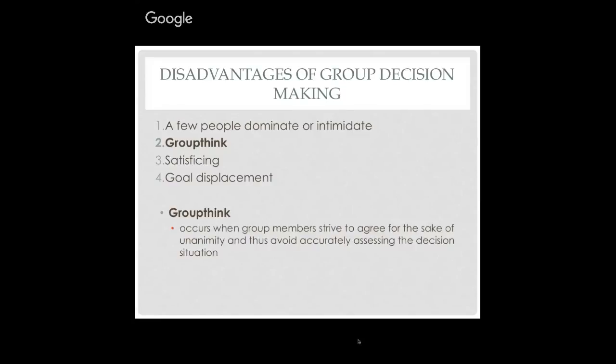So what is groupthink? We talked about groupthink earlier. Groupthink is when members start to agree, or strive to agree, for the sake of unanimity, and they avoid assessing the situation. What we've seen is sometimes a very, very cohesive group, a very tight-knit group. People have known each other for years. They know how the other person thinks. They also like each other a lot. We've seen people are less likely to disagree with each other.